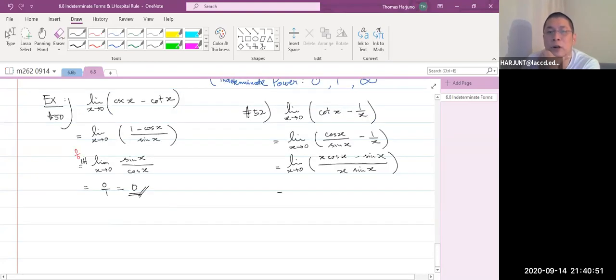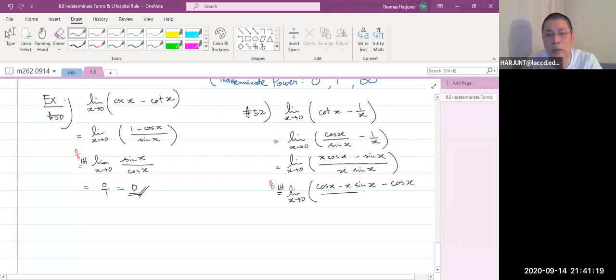Then from here, when I plug in x equals 0, I get 0 over 0, which is indeterminate form. So I apply L'Hopital's rule. Wow, this will be nasty. That will be cosine x minus x sine x minus cosine x. Oh, not that bad.